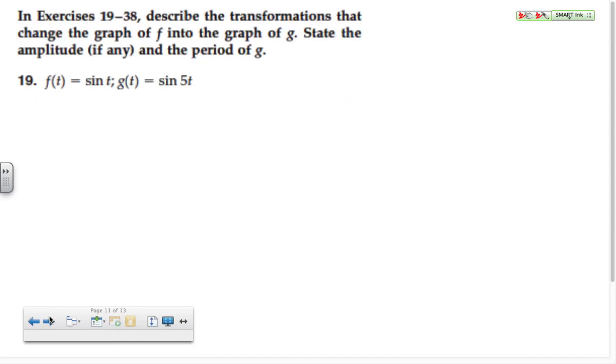All right, and a lot of your questions on your homework will ask you that specifically. All right, this is graphing. So we're going to describe the transformation of the graph. So we're going to graph both of them, and let's see, does it say state? Describe the transformation that changes, state the amplitude. Oh, I guess no. All right, so the amplitude, first of all, it's a vertical stretch.